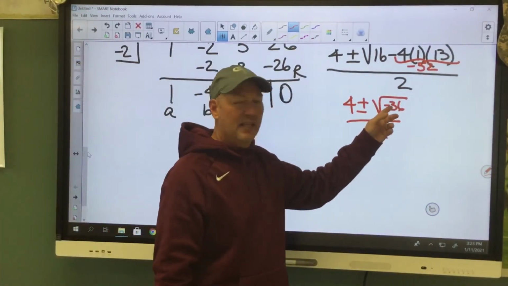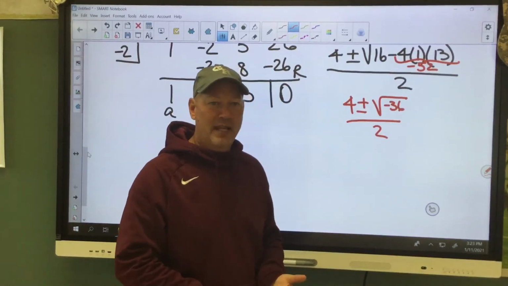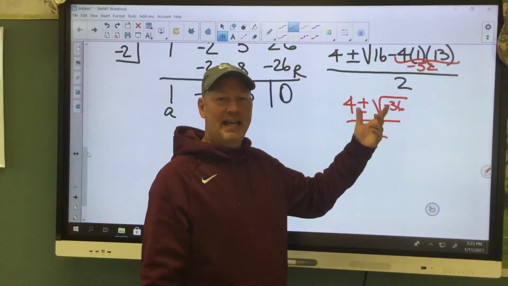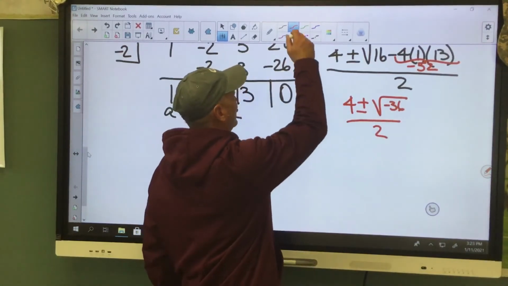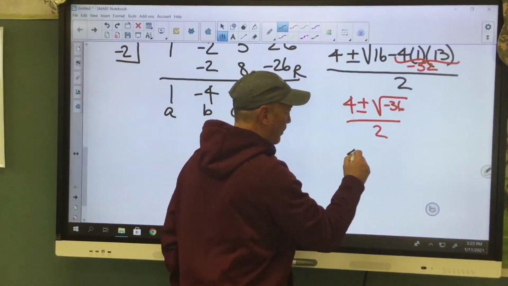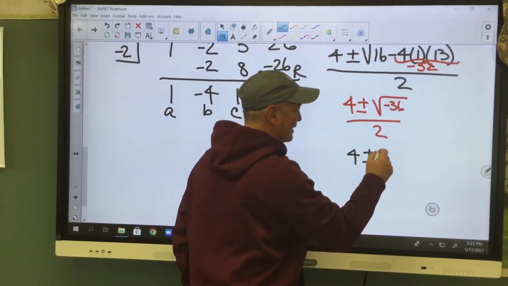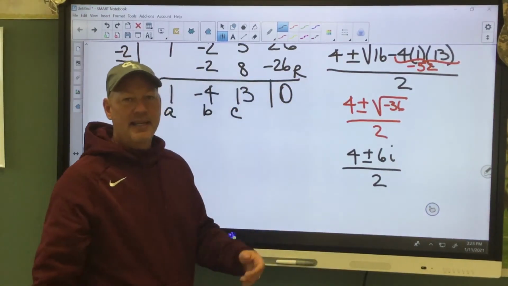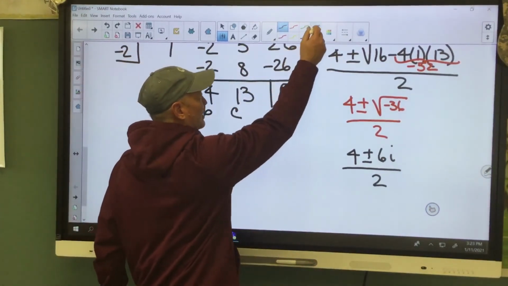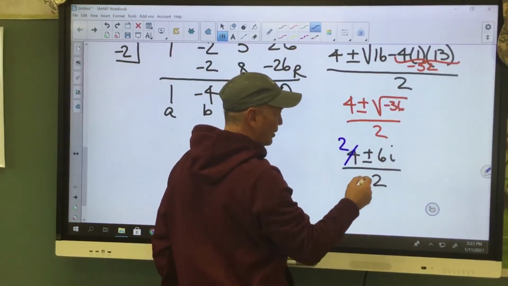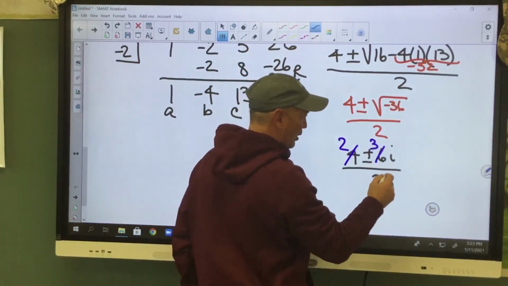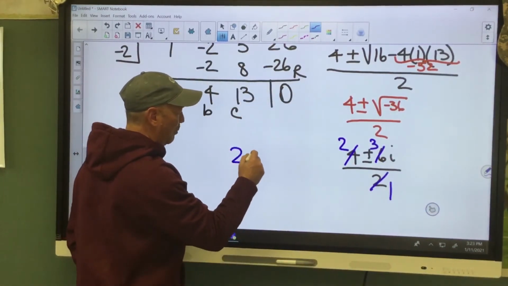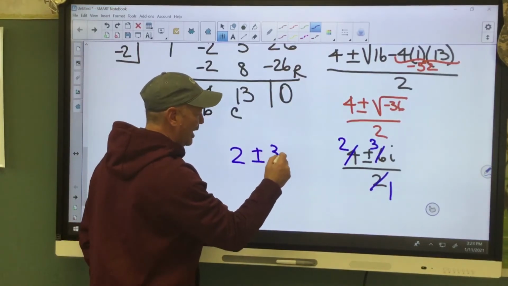We know what this is. That's a negative. We're going to take the square root of a negative, which means you're going to get an i. And we do know the square root of 36 is 6. So when you work this, you're going to get 4 plus or minus 6i over 2. Now you reduce. 2 goes in here 2 times, 2 goes in here 3 times, 2 goes in here 1 time. Your final answer should be 2 plus or minus 3i.